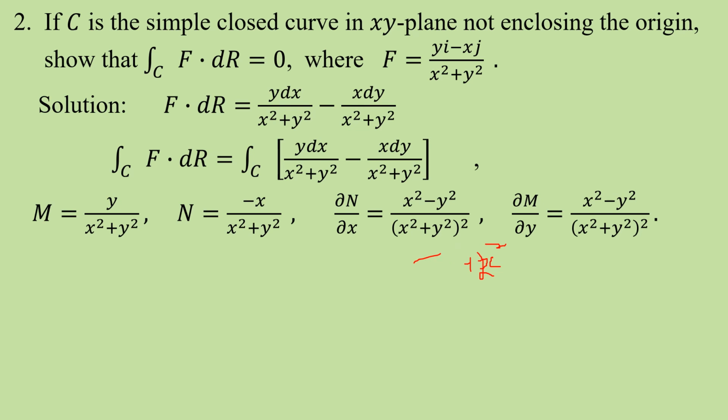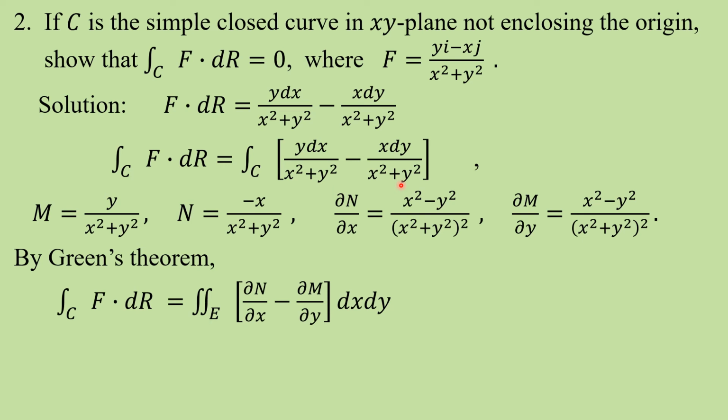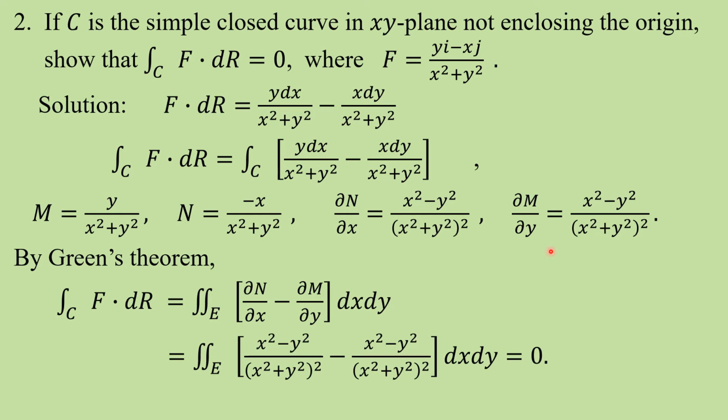Similarly, I can get dou m by dou y, differentiating m partially with respect to y, which gives x square minus y square by x square plus y square the whole square. Substitute over here in Green's theorem. By Green's theorem, the line integral is nothing but the double integral of dou n by dou x minus dou m by dou y, which we already got. The terms are the same, so the integrand is 0, means the integral over the region R is 0. So the given line integral of f along C is 0.